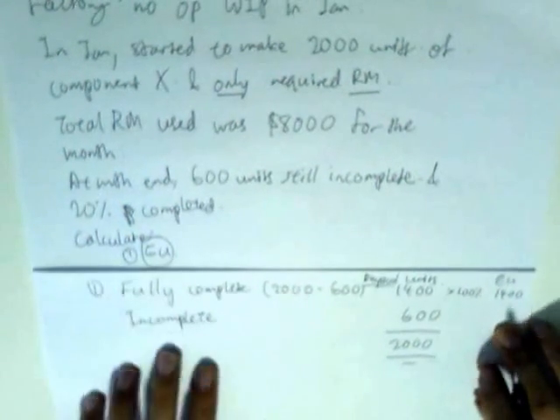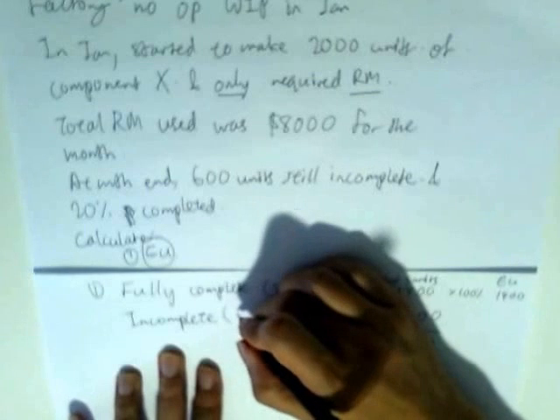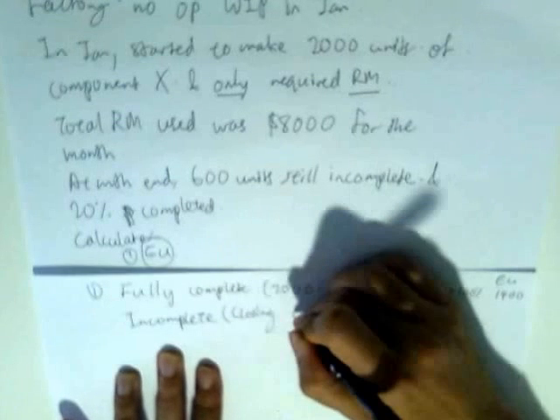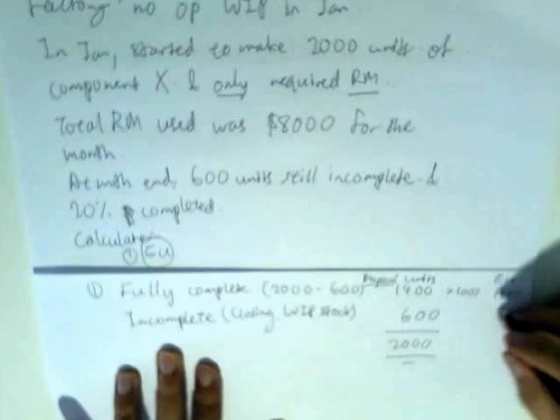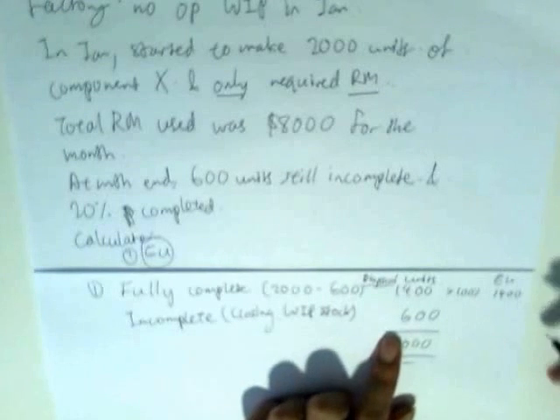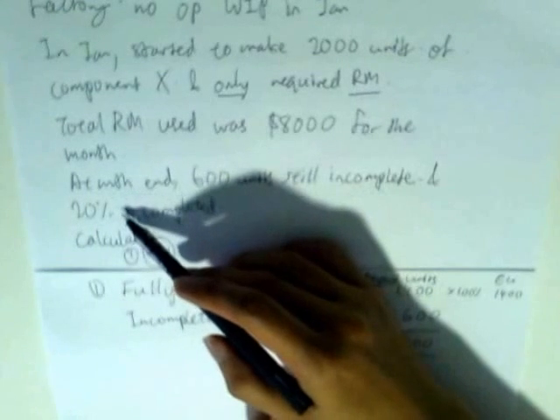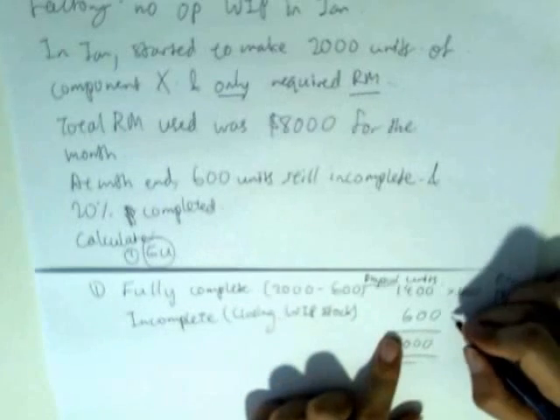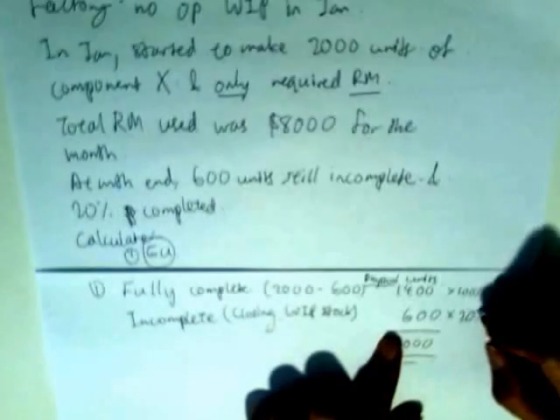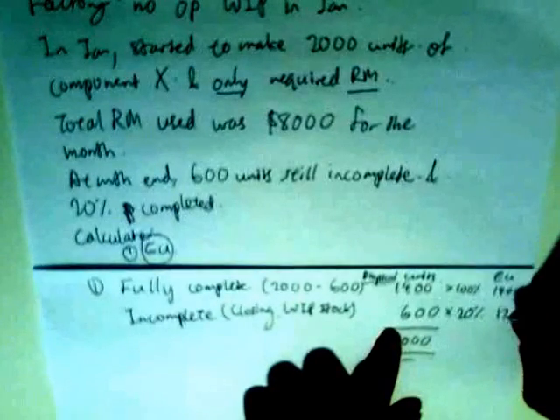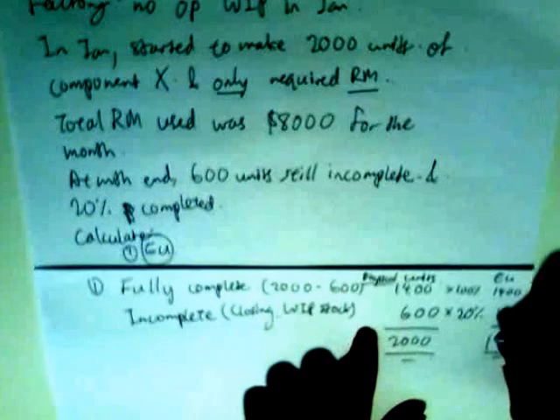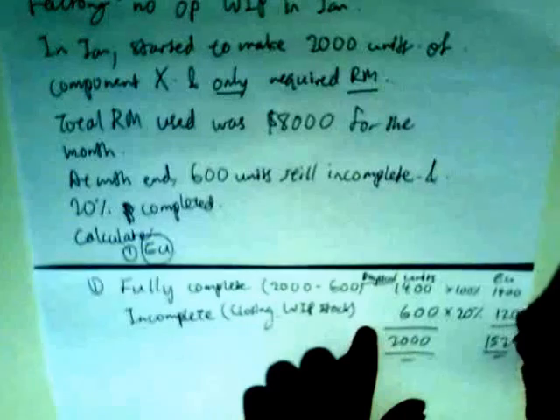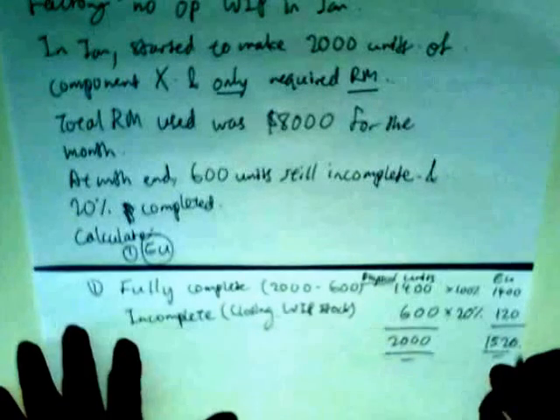But those that are still incomplete, which is actually what I call the closing work in progress, stock at month end, there are 600 of them, and they are only 20% complete. So what you do is take 600 times 20%, that gets you 120, which means that total equivalent unit is 1,520. Correct? That's how it's worked out.